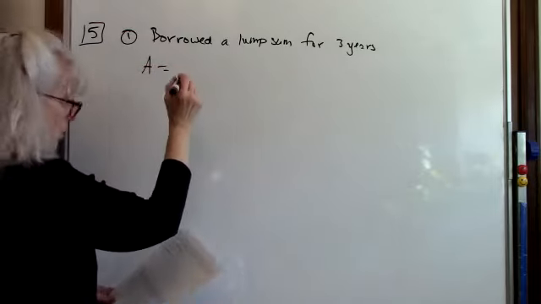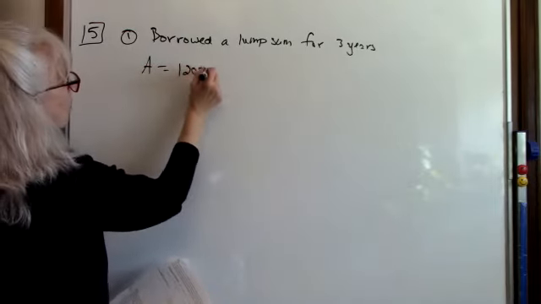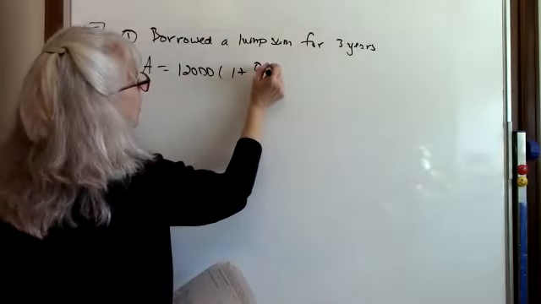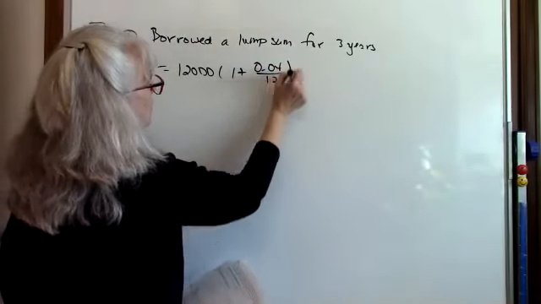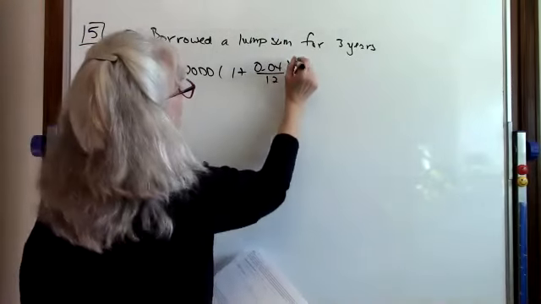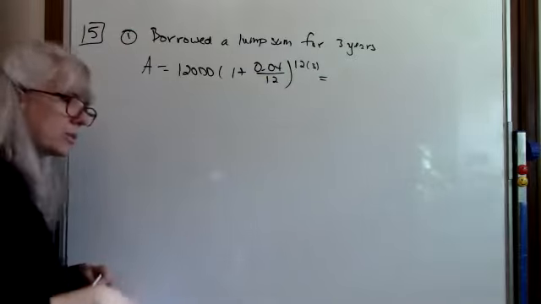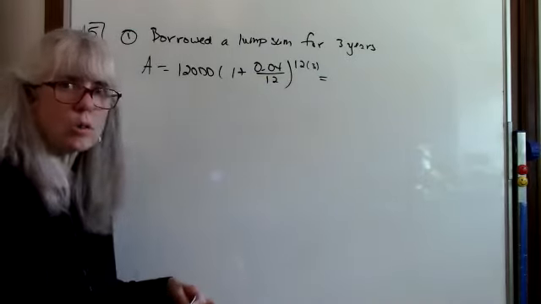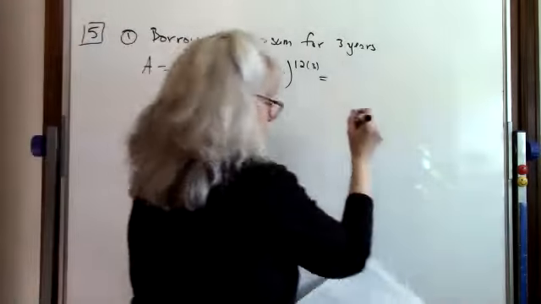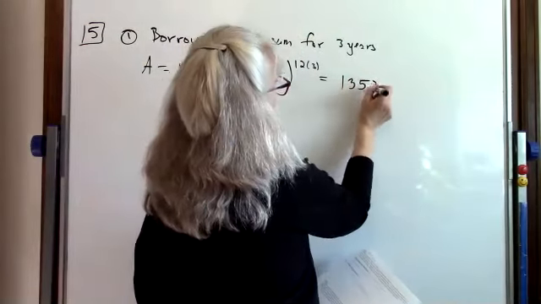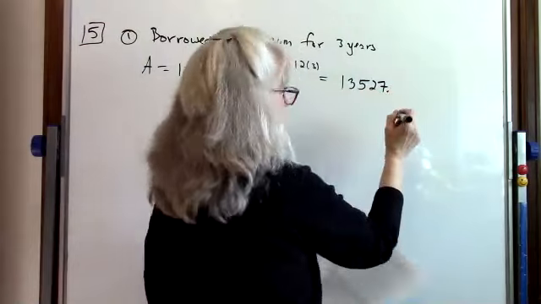So we said he borrowed $12,000, times 1 plus, and that was at 4% divided by 12, and for the 3 years. So 12 times 3. So in other words, he borrowed it 3 years ago. Now what is it worth that he has to pay back? And if you do that, you end up with $13,527.26.